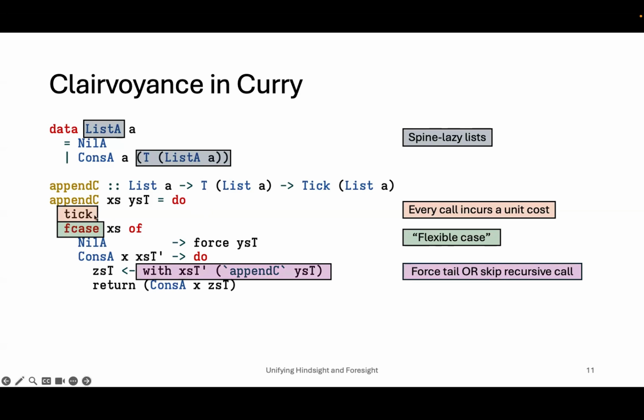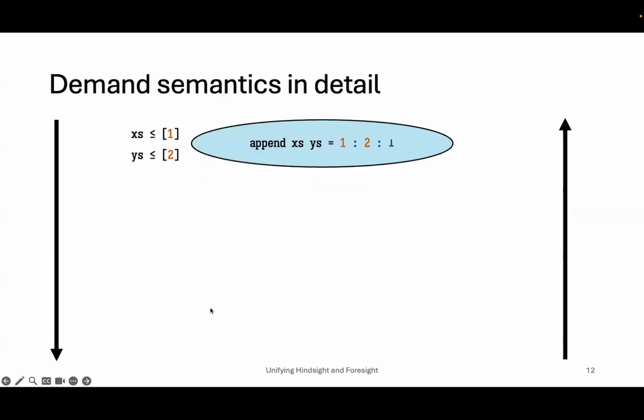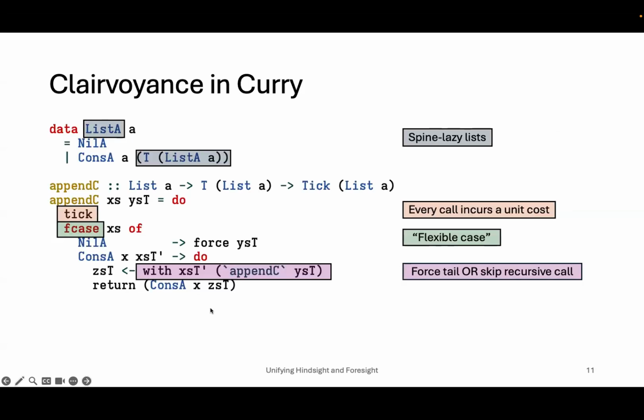So we case on the first list, and then when we come to the case where the list is a cons, the tail is spine lazy, right? So the tail is wrapped in a thunk. So we need to extract it and then do something with it. So that's why this append recursive call is inside the with combinator. And then finally at the end, we just return a cons like usual. So that's clairvoyant semantics, and that's an implementation of clairvoyant semantics in Curry.